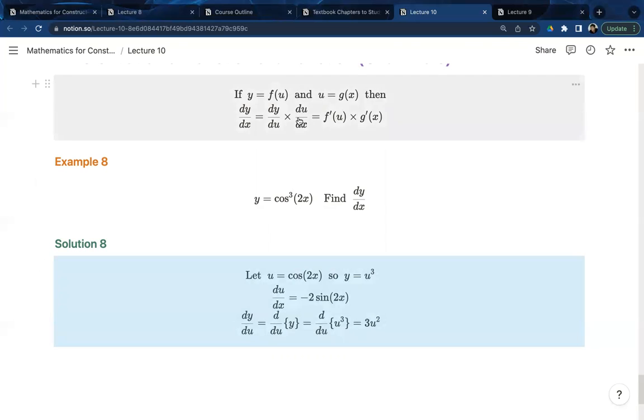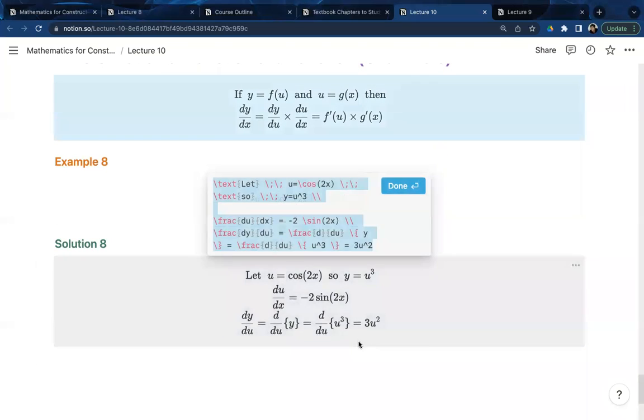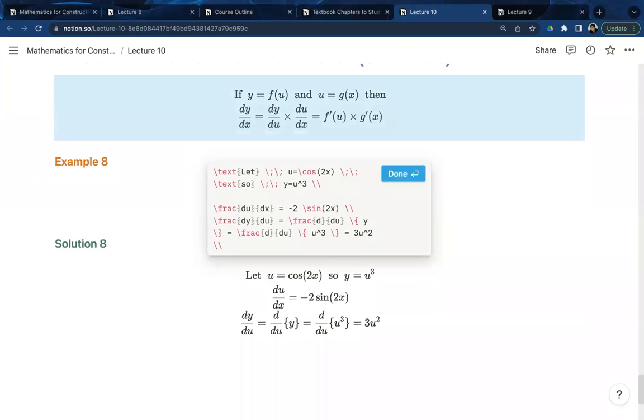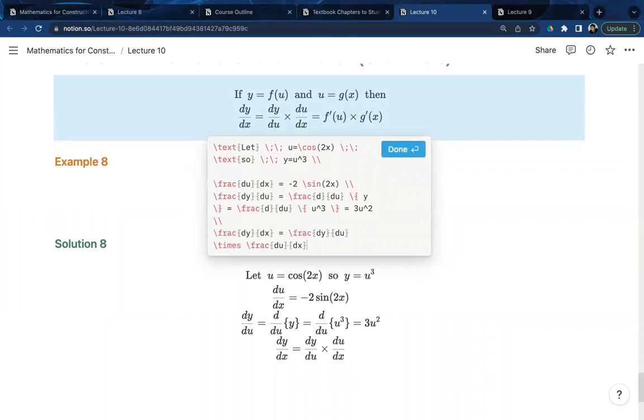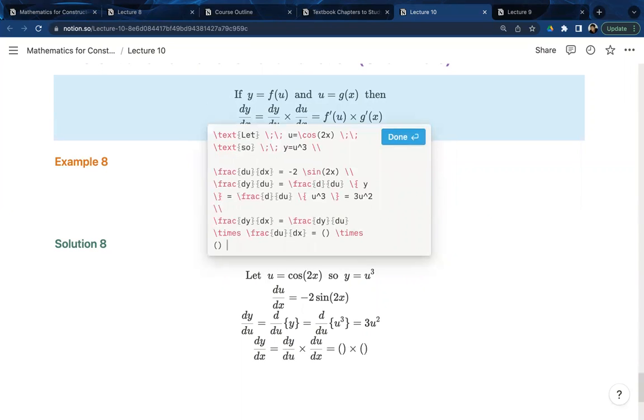Now we need to apply this formula here. So dy dx is dy du by du dx. There are two things being multiplied, just like before. What are the two things? The dy du, which is 3u squared. So multiply the 3u squared by du dx. And what is du dx? Minus 2 sine 2x. Okay, cool.